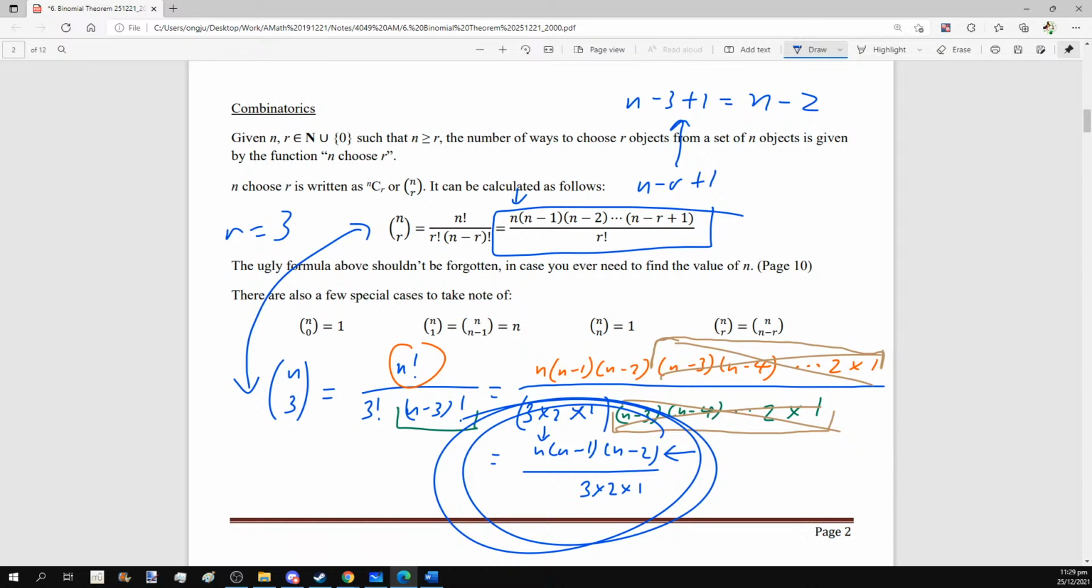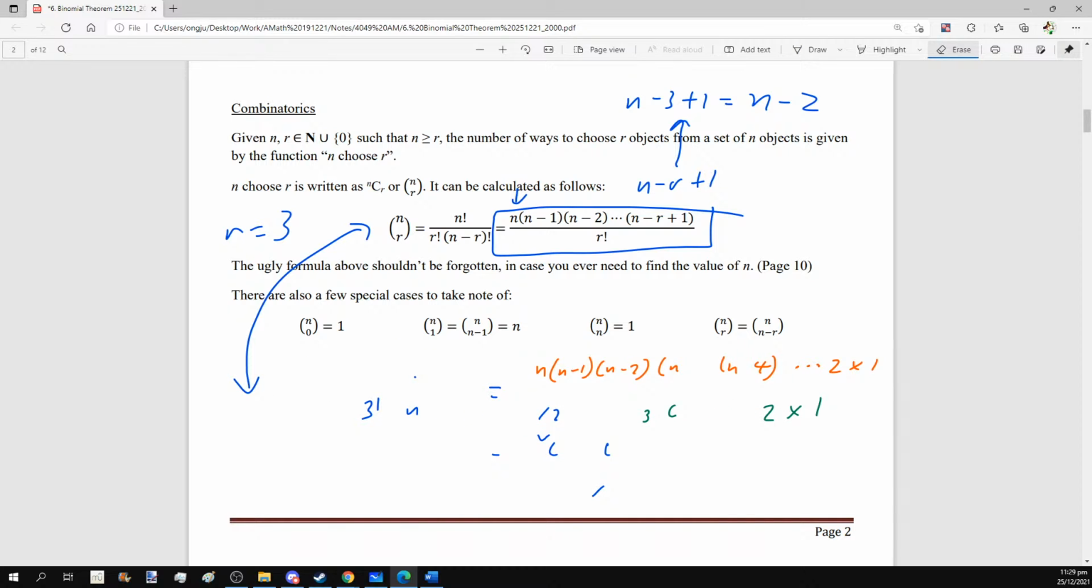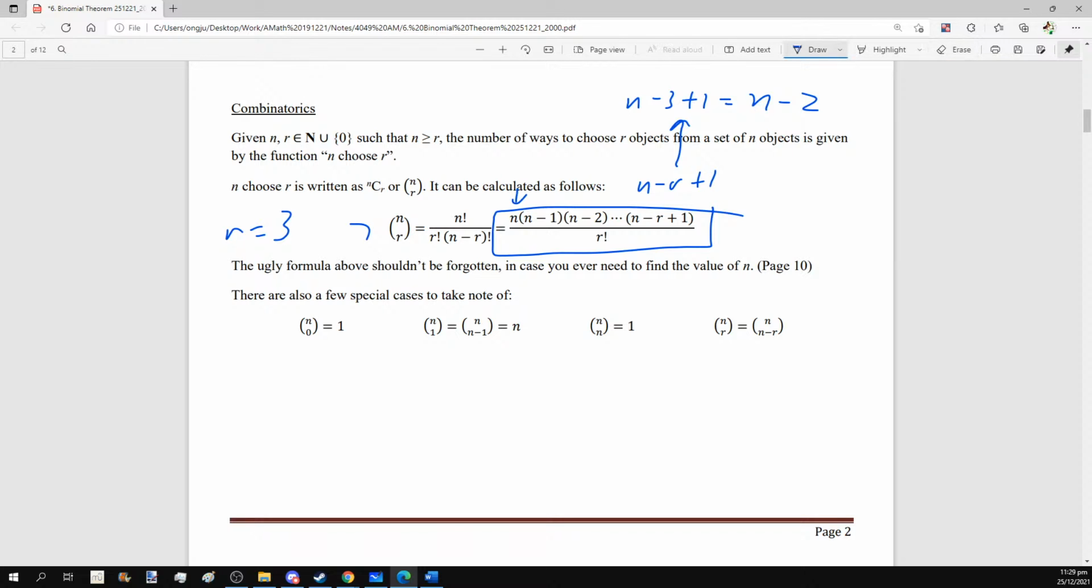Just as a simple example, there are a few special cases that we can pay special attention to. The 4 special cases have been given at the bottom of this page, but honestly it is not particularly difficult. For example, if I have n objects and I want to choose 0 objects, obviously there's only one way to do it, and that one way is to do nothing, choose 0 objects.